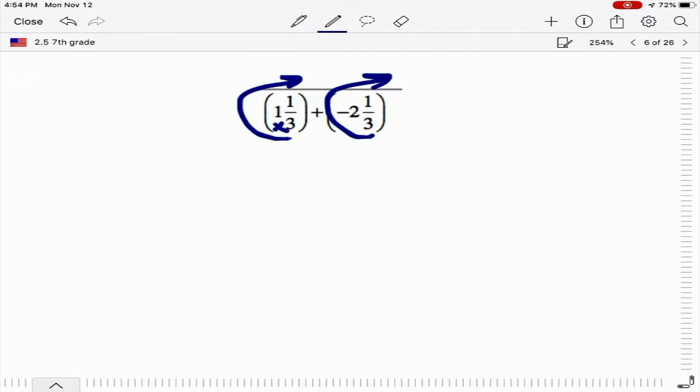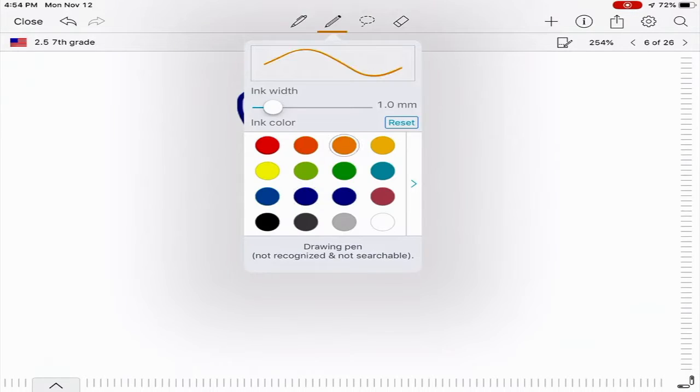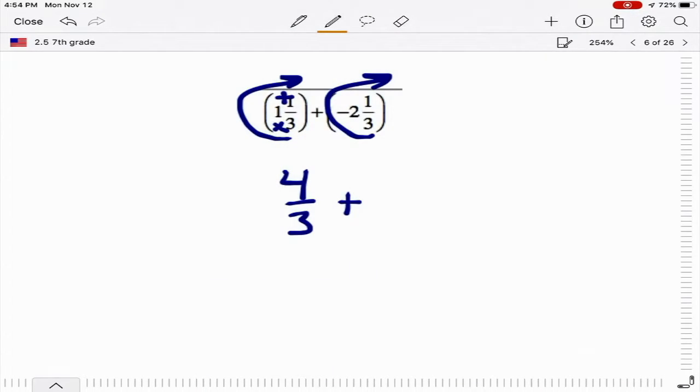3 times 1 is 3, plus 1 is 4. It's 4 over 3. Plus, don't worry about the negative. Pretend like the negative's not there. Just do 3 times 2, which is 6, plus 1, which is 7, is 7 over 3. However, now take the negative and bring it down. Once again, I put the negative on the top, on the numerator.